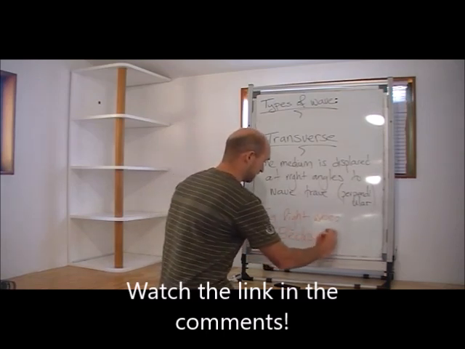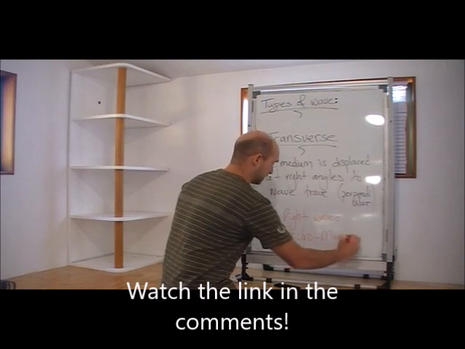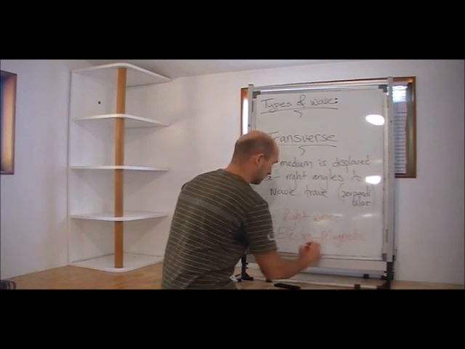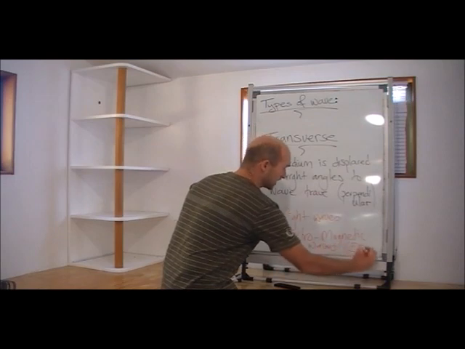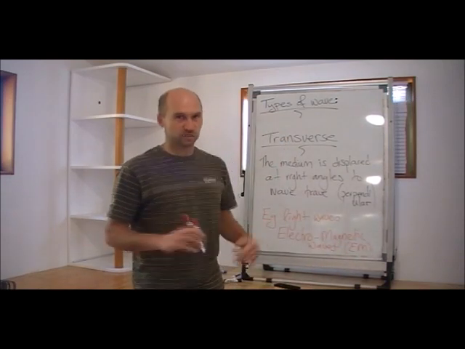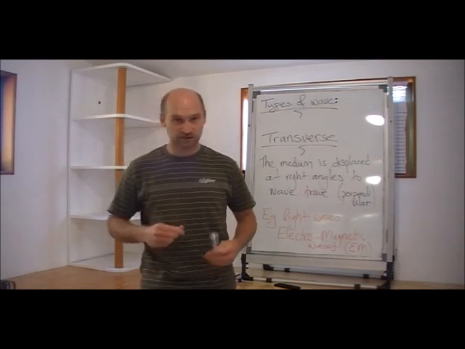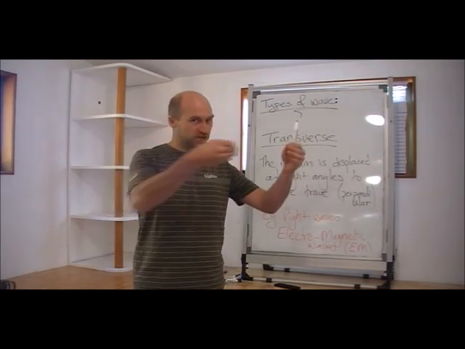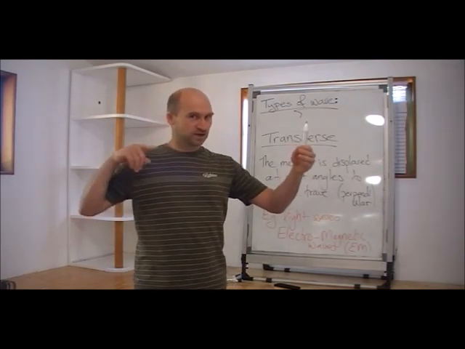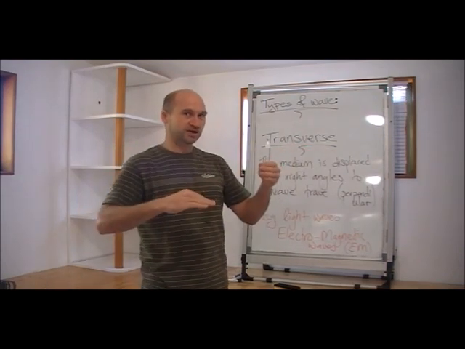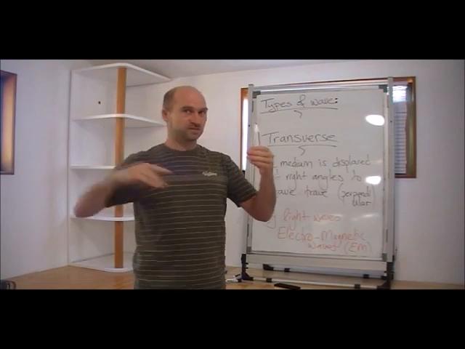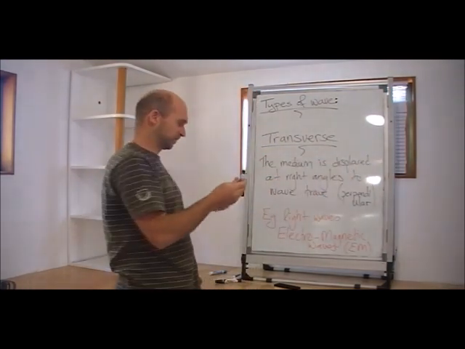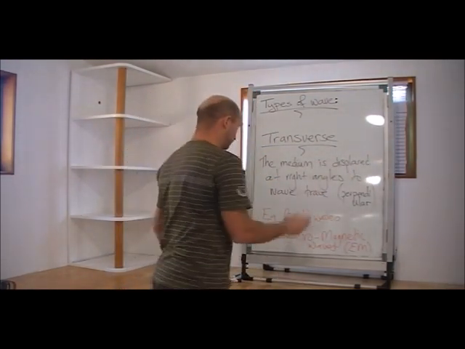Electromagnetic waves. We often just call them EM, electromagnetic waves. So we have two types of wave: longitudinal, where the medium moves backwards and forwards as the wave travels along, and transverse, as the medium moves up and down as the wave travels along. Some little pictures.